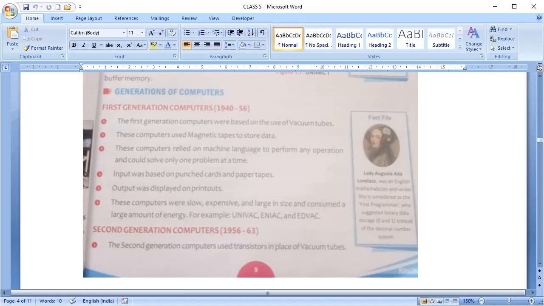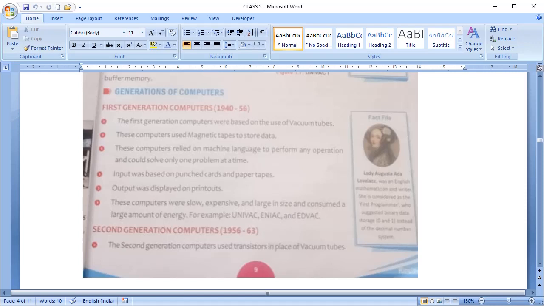Hello students, in our last class we have studied about the history of computers. Today we will learn about generations of computers. These generations are divided into 5 parts depending upon the technology advancements in all these years, starting from the existence of computer. First is first generation computer.